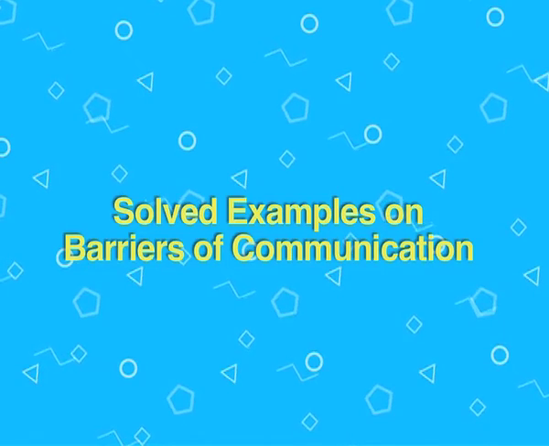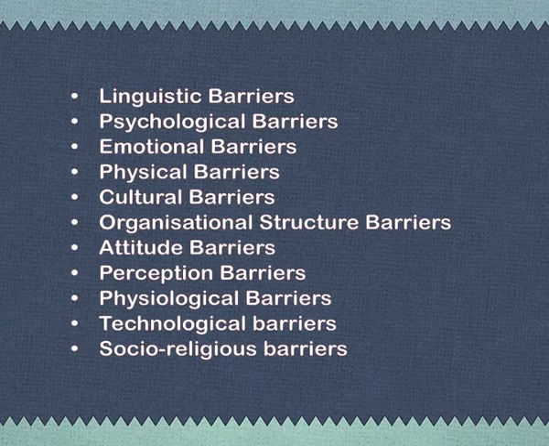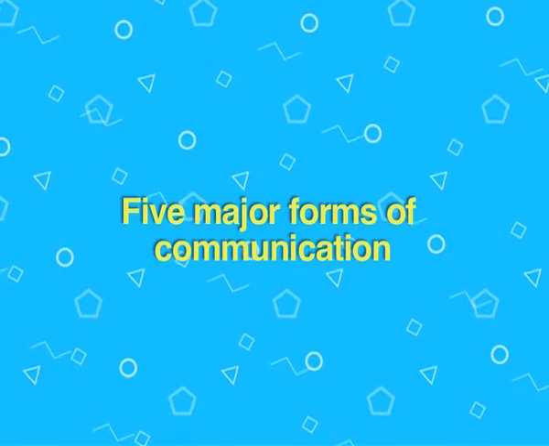Solved examples on barriers of communication. What do you mean by a barrier to communication? List all the important barriers to effective communication. The answer to this is any parameter that limits the purpose or channel of communication between the transmitter and the receiver is a barrier to communication. A communication barrier may limit or reduce the ease at which we communicate and hence the name barrier. Although the barriers to effective communication may be different for different situations, the following are some of the main barriers: linguistic barriers, psychological barriers, emotional barriers, physical barriers, cultural barriers, organizational structure barriers, attitude barriers, perceptual barriers, physiological barriers, technological barriers, socio-religious barriers.